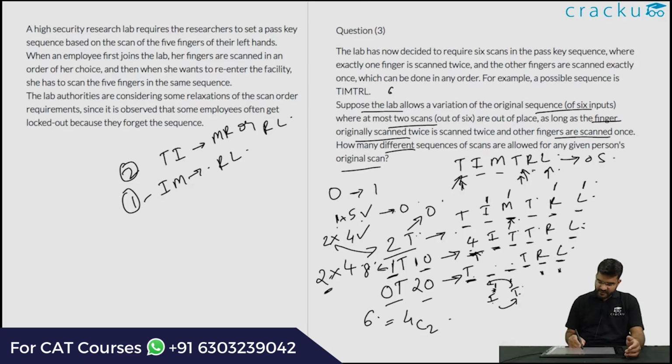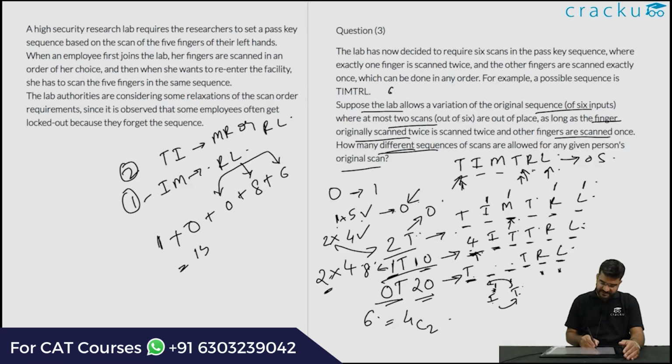So the total number of different scans which are allowed will be 1, where there are no fingers out of place, plus 0, where there is exactly 1 finger out of place, plus again 0, where the 2 thumbs are out of place, plus 8, where there is 1 thumb and 1 other finger which is out of place, plus 6, where both the thumbs are in place and 2 other fingers are out of place. The total in this case is 15.